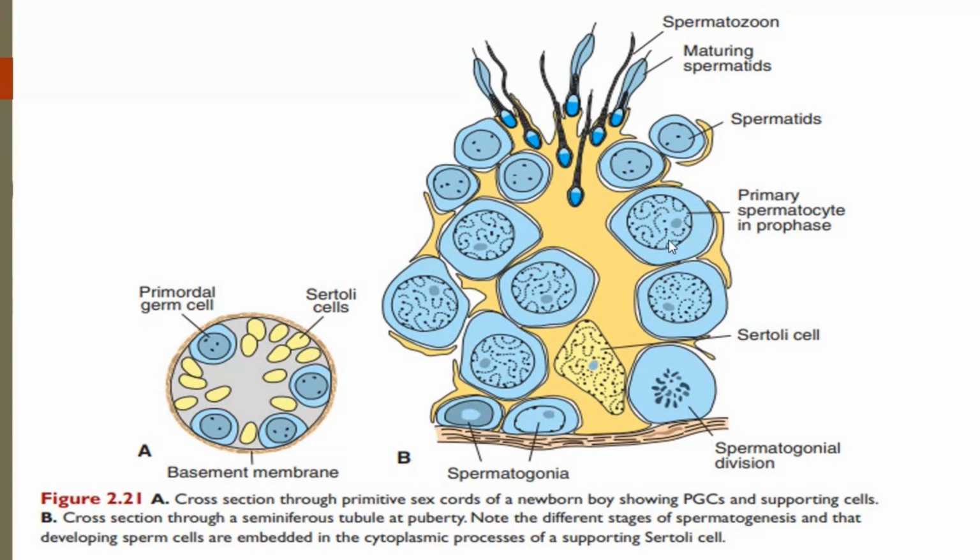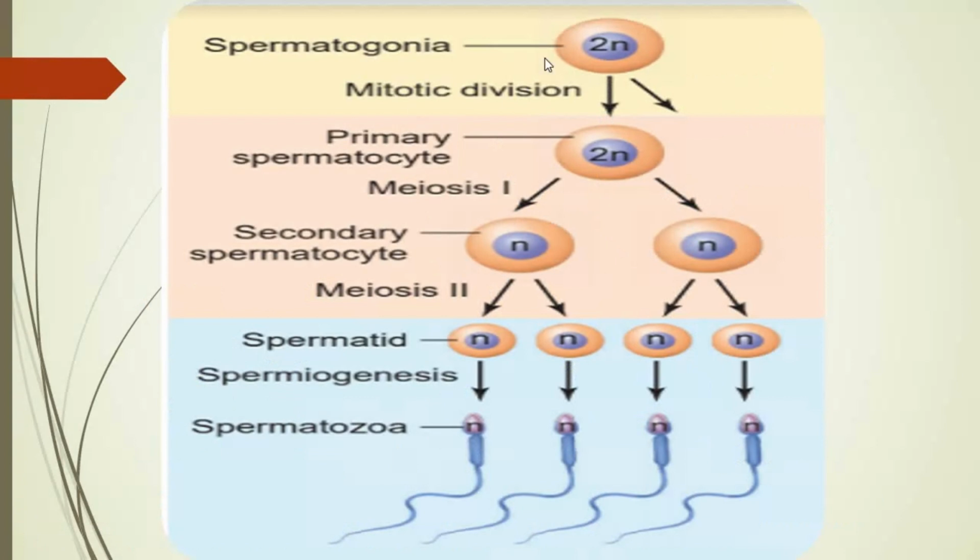The primary spermatocyte will enter meiosis 1 and produce a secondary spermatocyte. Secondary spermatocyte will undergo meiosis 2 and produce a spermatid. A spermatid is an immature sperm cell. So the spermatid will undergo a process called spermiogenesis and will mature into a spermatozoon. Okay, so let's look at the diagram showing that.